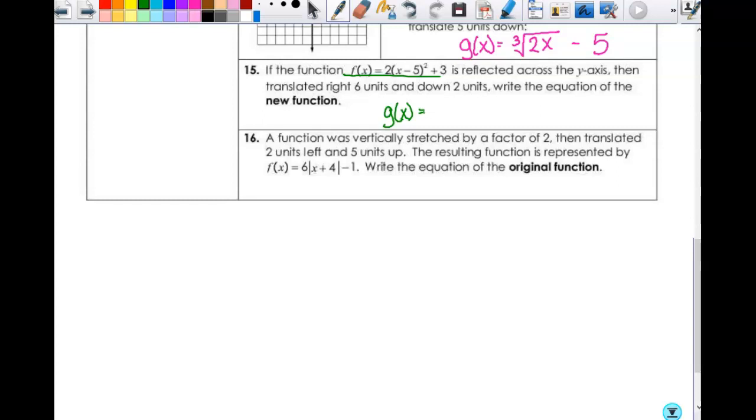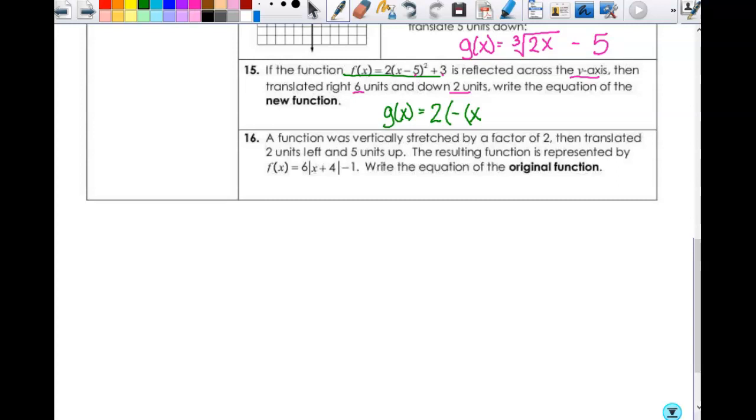All right, let's look at how we want to think about this. If it's reflected across the y-axis, that's an x thing. I'm going to have a negative in there. Translated right 6 units, that's going to affect this, and down 2 units, it's going to affect this. So nothing affects that 2 as far as the value of that is concerned. But if it's reflected across the y-axis, then the negative affects the x, so I just have this 2 out here. Then inside of here, I have a negative because I have to affect the x, right? Then it's going to be x, all right? So I'm at x minus 5, and I'm going to go 6 units right.